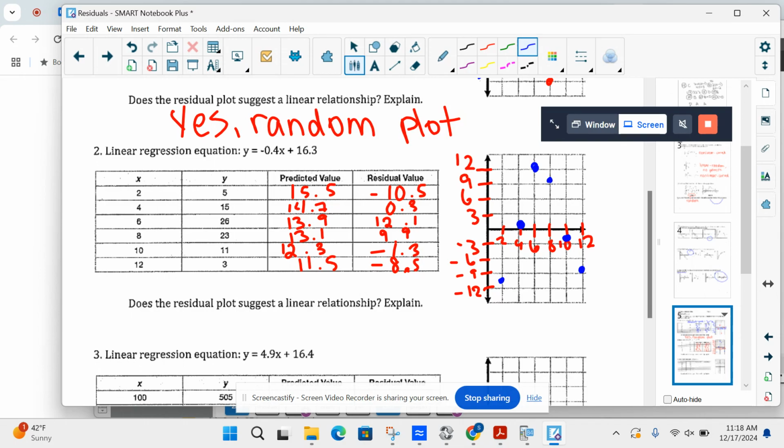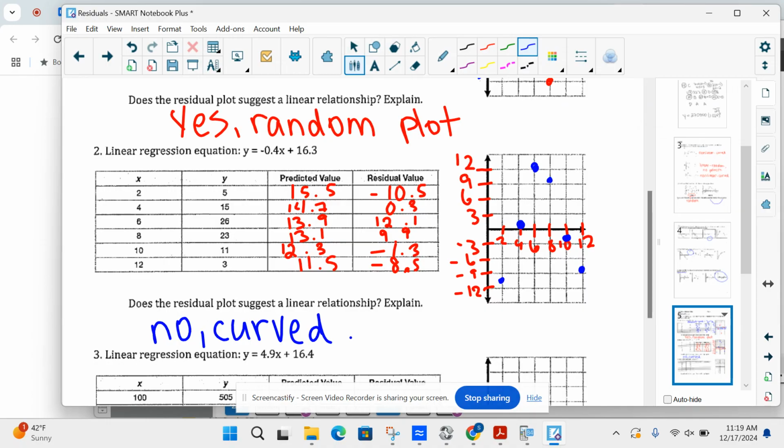So what do you think about this one? Is this linear equation that we made for this table a good fit? No, I think it's curved. It is curved, yes. There's a pattern, it's a U shape, so no, it's curved. Right, so this is not a linear equation. The R value would probably be closer to 0 than it is to 1.